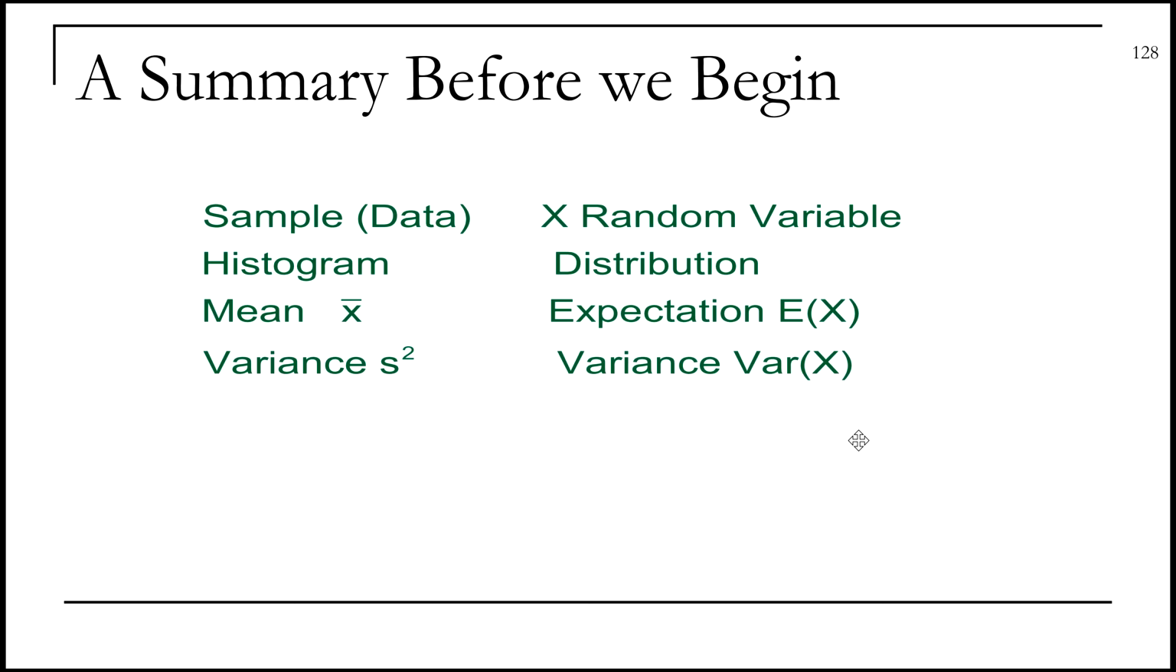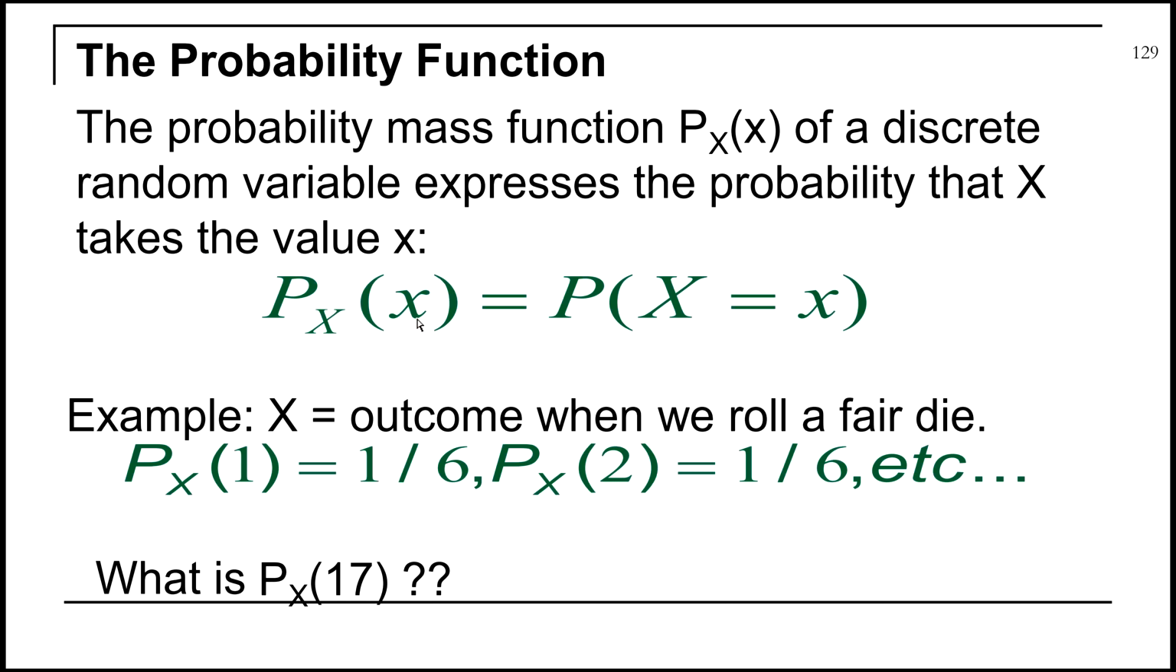And before we even begin, let's show you the interplay between data and random variables. Data is produced from random variables, so there's a strong relationship between them. Data has a histogram, random variables have a distribution. Data have a mean x bar, random variables have what's called an expected value, E of X. Data has a variance, called s squared. Random variables have something called Var of X. And we'll see more about all these formulas in just a little bit.